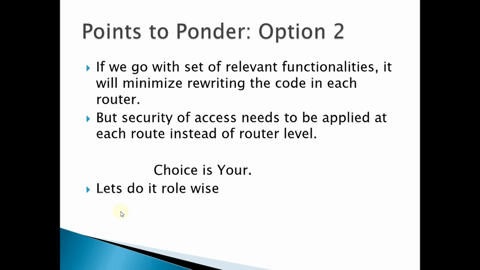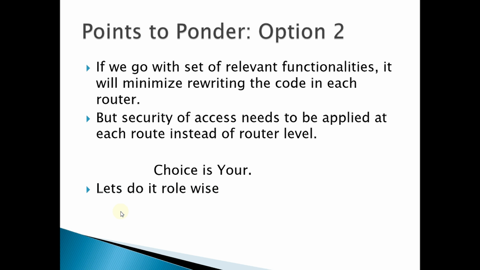Then option 2. In option 2, if we go with the set of relevant functionalities, it will minimize rewriting the code in each router. So I will write view results once, and then I will define view results in a results management router. The issue is, we have to define the access of every role for that route.